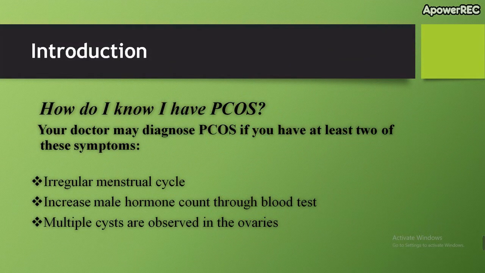How does one know that they have PCOS? If they have irregular periods, increased male hormonal count, or multiple cysts present in the ovaries. Apart from the physical tests, the most accurate way to detect PCOS is by tracing the ultrasound of the ovaries, which assures about the disorder. Hence, in this project, we have used the ultrasound images of the ovaries to detect PCOS.